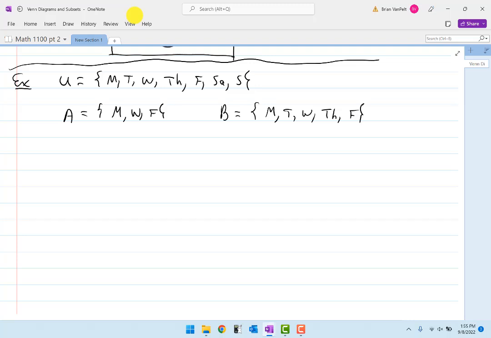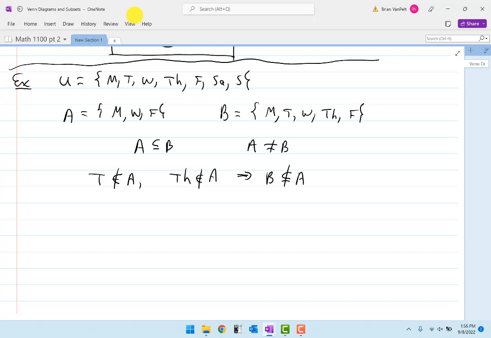So here's my sets. Notice then that A is most definitely a subset of B, because everything inside of A is also inside of B. However, notice that A does not equal B. So that means there are items inside of B that are not in A. For example, Tuesday is not inside of A. What else is not inside of A? Thursday is not inside of A. Because of that, we know that B is not a subset of A.